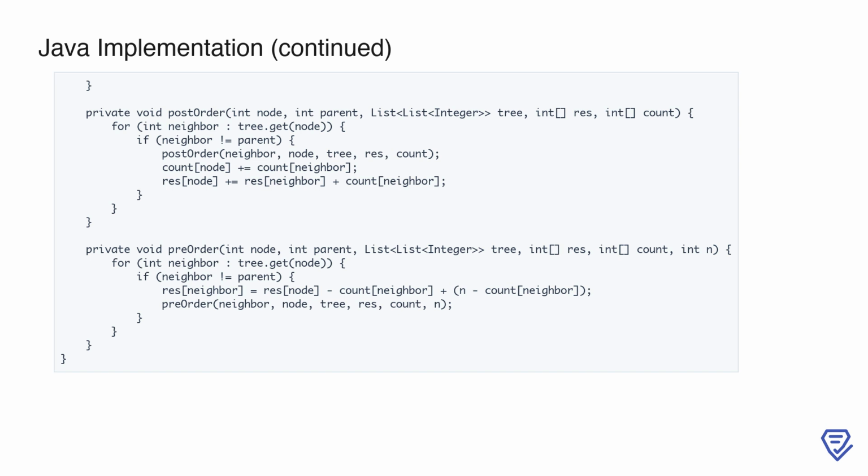Next, the pre-order method is used to propagate these results to the rest of the nodes. For each neighbor, we calculate its result based on the current node's result, subtracting the neighbor's subtree size and distance contribution, and adding the contribution from the rest of the tree. This ensures all nodes are accounted for. We then recursively call pre-order for the neighbor to continue propagating the results through the tree. This dual DFS approach ensures accurate results while maintaining efficiency.